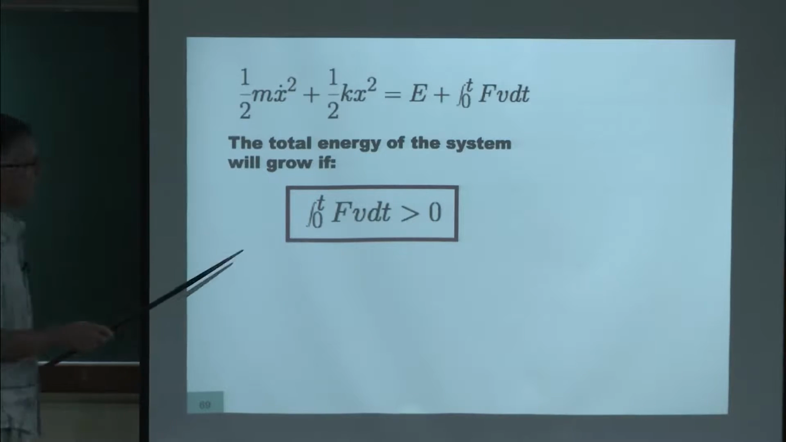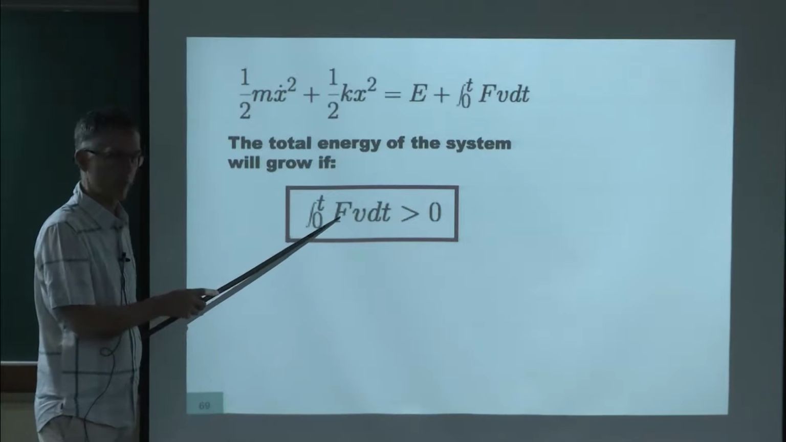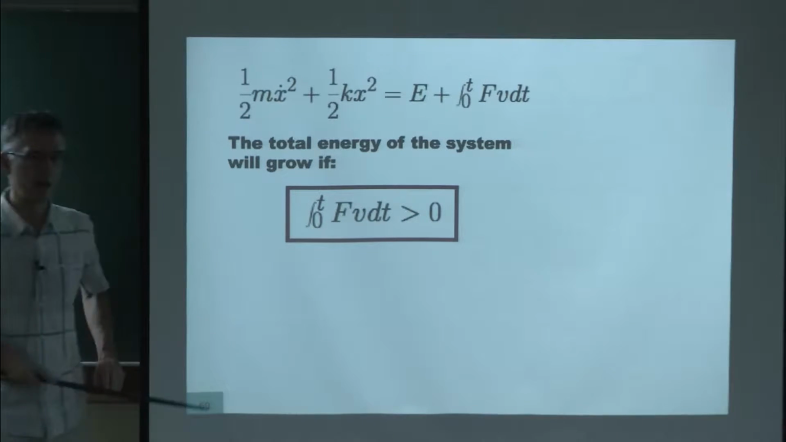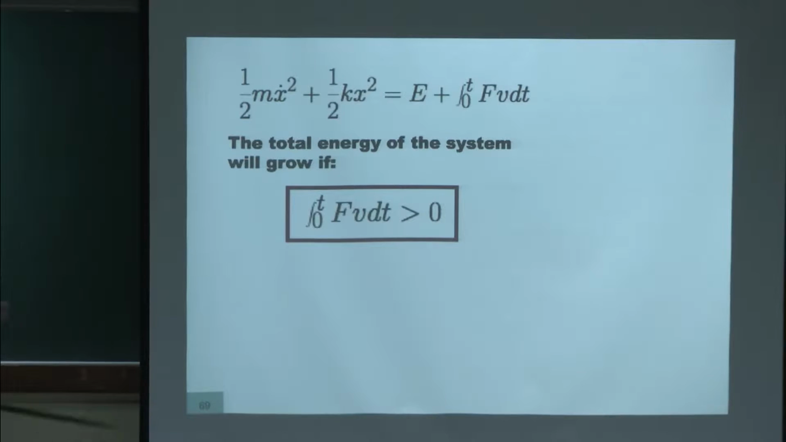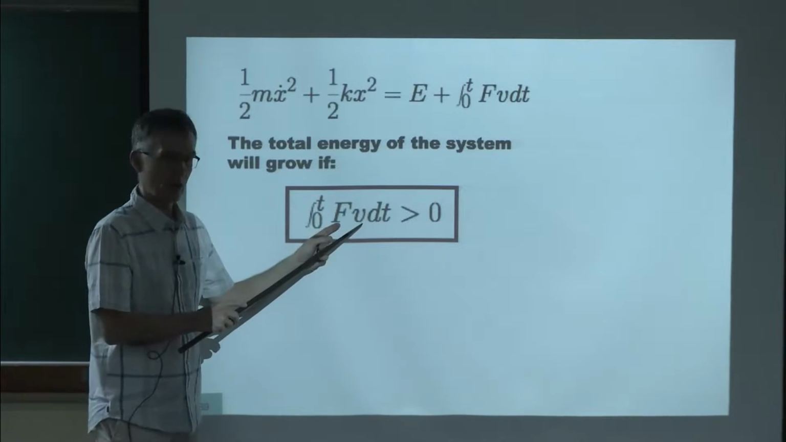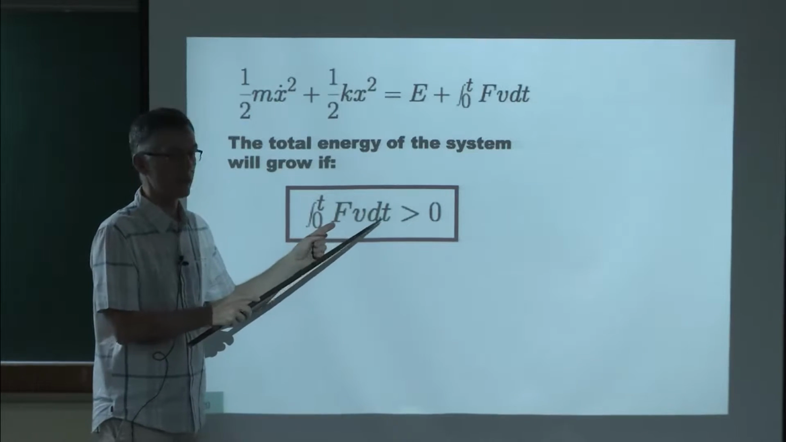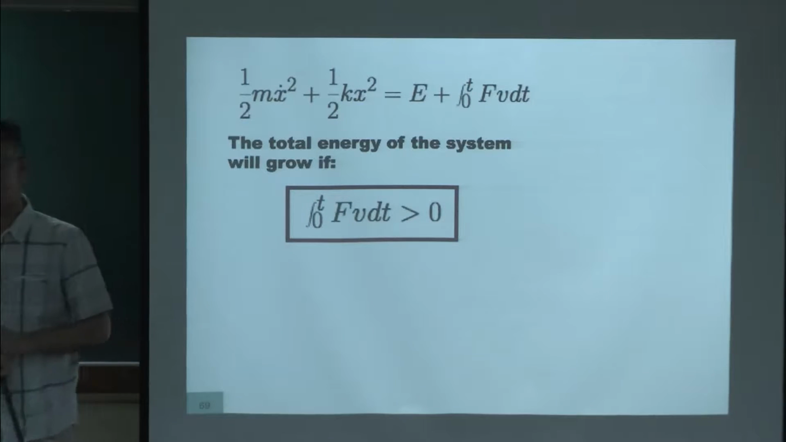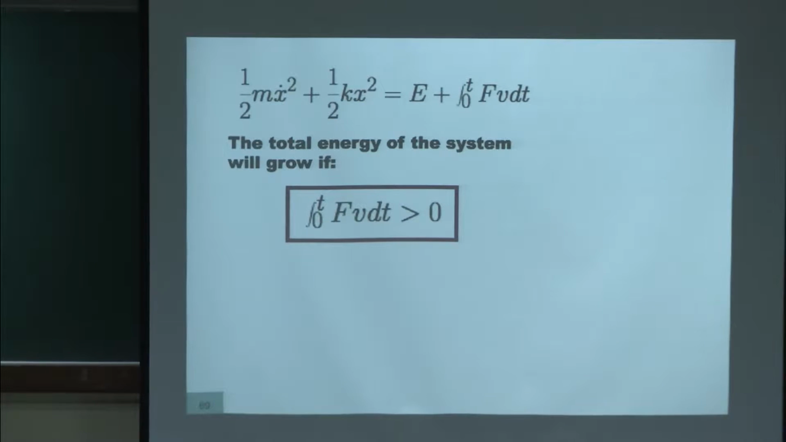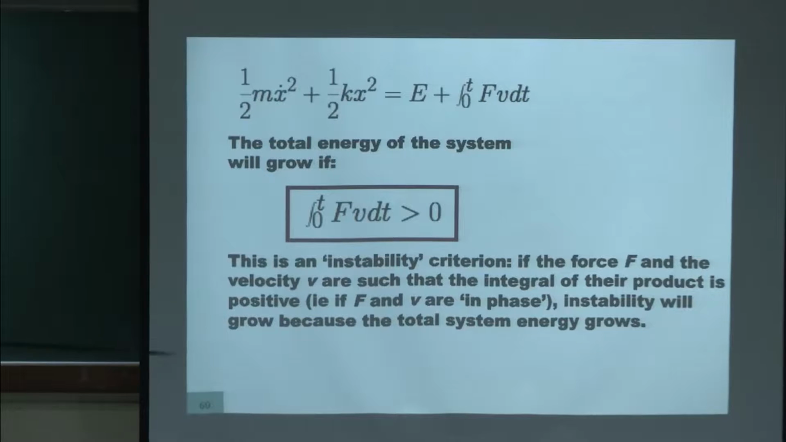This stability criterion tells you that if you are pushing the system so that F multiplied by v is in phase, meaning F and v are in phase, the integral of Fv dt is positive, which means the phase between the two is less than pi over 2. That's what we call an instability criterion. This instability criterion looks simple now. When I do it in 10 minutes for reacting flows, you will find it less simple.